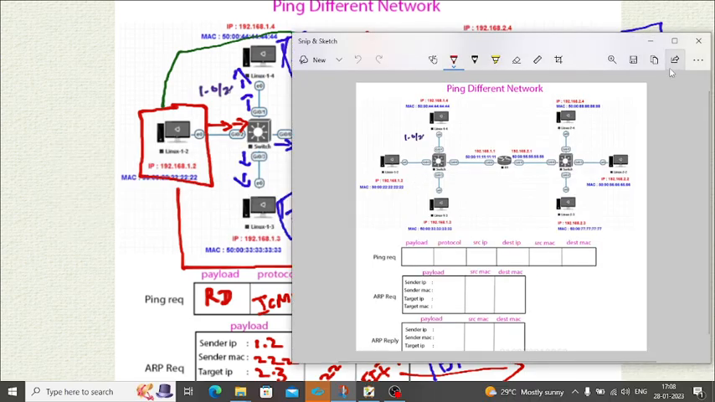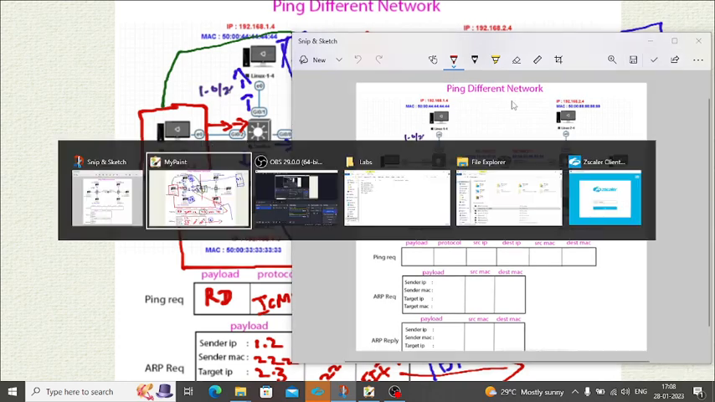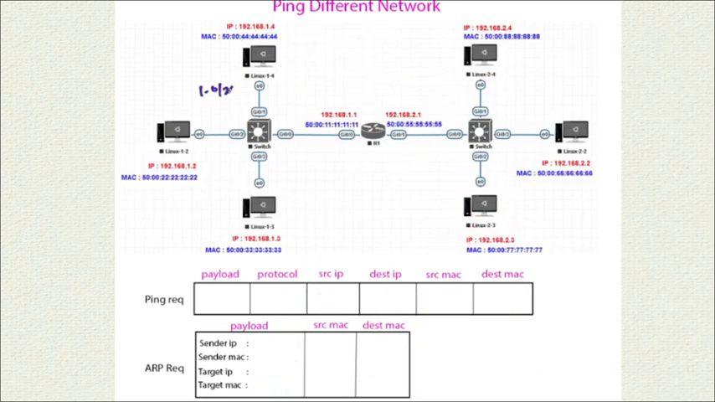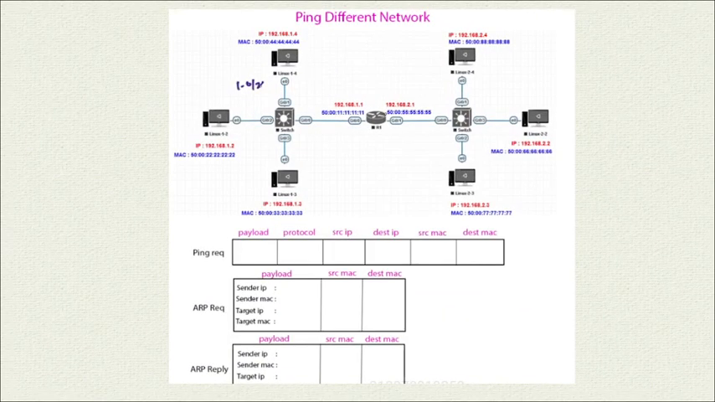After that, I'll clearly explain what it is. So I'm copying this and pasting it here. Right now we are going to discuss this. Now the packet is here. At this time, the payload is random data and the protocol is ICMP.